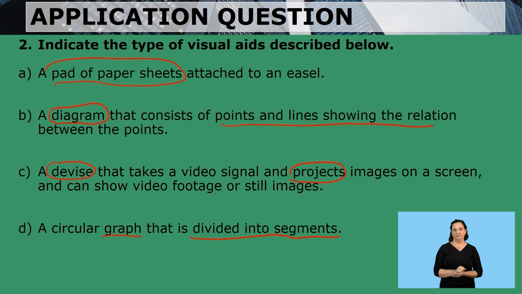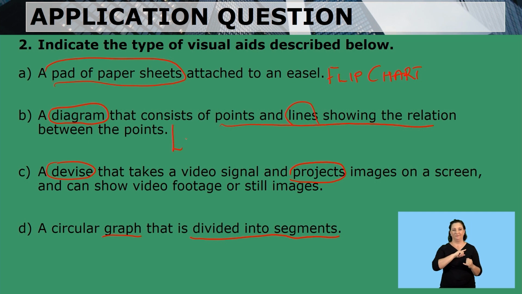The first one, a pad of paper sheets. What is this one? Yes, you are correct. It's a flip chart. Remember, we are able to flip over and write on the next page. Secondly, a diagram that consists of points and lines showing the relationship between the points. So already, this is another keyword. What is the answer?